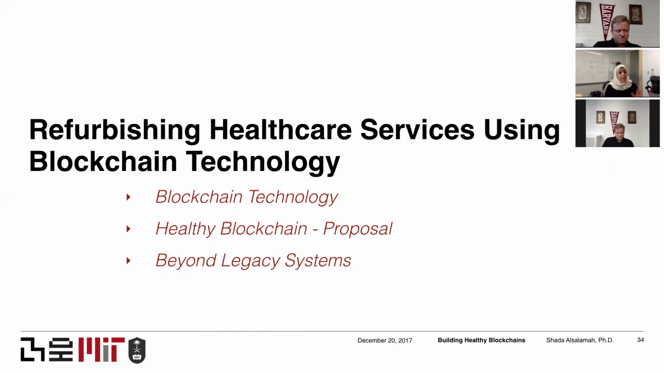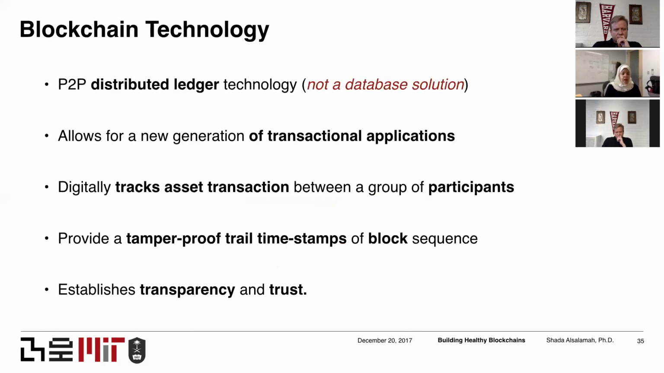And here I'll explain in a couple of slides how I see blockchain technology and my proposal, which is building the healthy blockchain for those systems as one of the use cases for blockchain. And then I have other cases as well. So blockchain, the way I see it from my lens, is a peer-to-peer distributed ledger technology. It's actually not a database solution. So it's not about storing information. It's about having a ledger where you can see what's happening, painting the full picture, like I say. So it allows for a new generation of transactional applications, and one of them is actually in the healthcare domain.